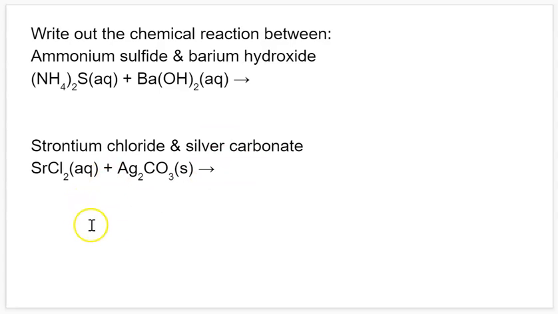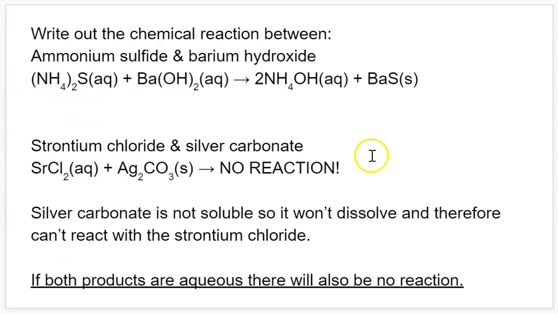For the strontium chloride and silver carbonate, I end up with a sort of weird thing here because this is aqueous, so it's going to split up in solution. But here I'm starting with an insoluble thing. So what we end up with is, like I mentioned, 2 ammonium hydroxides and barium sulfide. I had to add the 2 there to make sure that it was balanced. But then here we have no reaction because the silver carbonate wasn't soluble in the first place, which meant it didn't split up, and there was no way a double replacement reaction could occur. So we're not going to have a precipitation reaction here because we're not going to have a reaction at all.